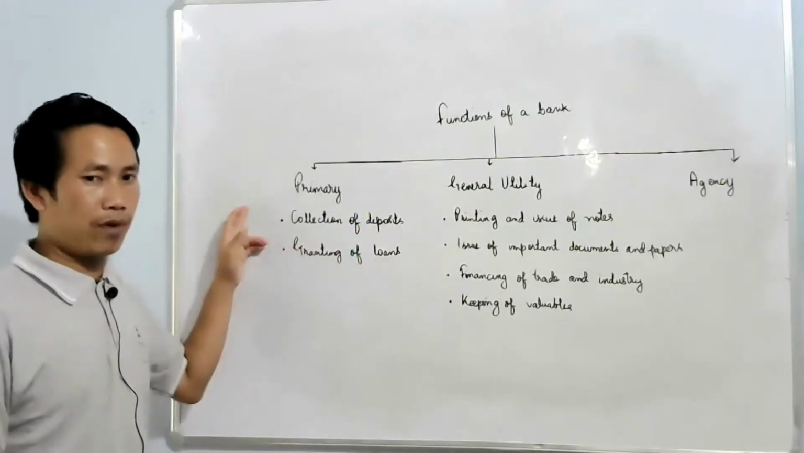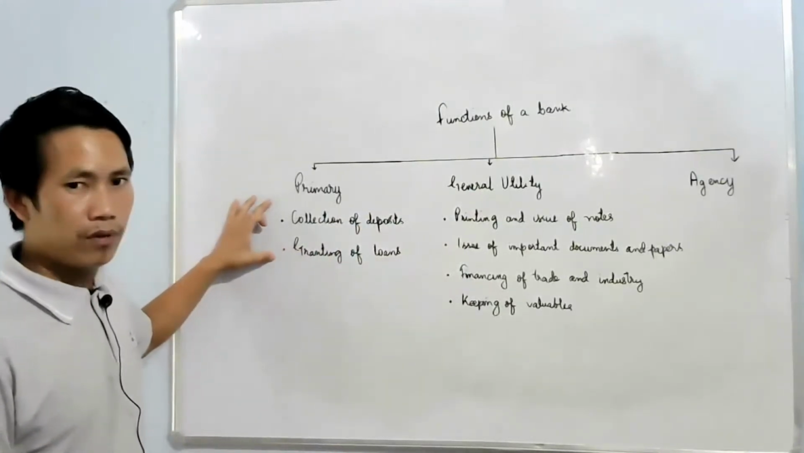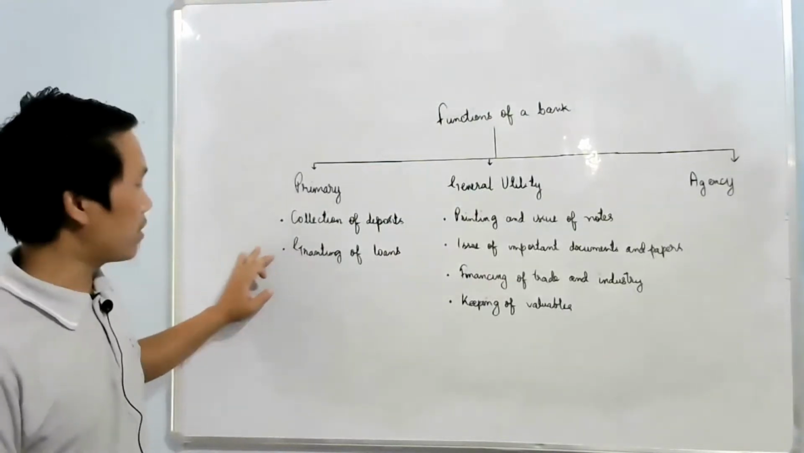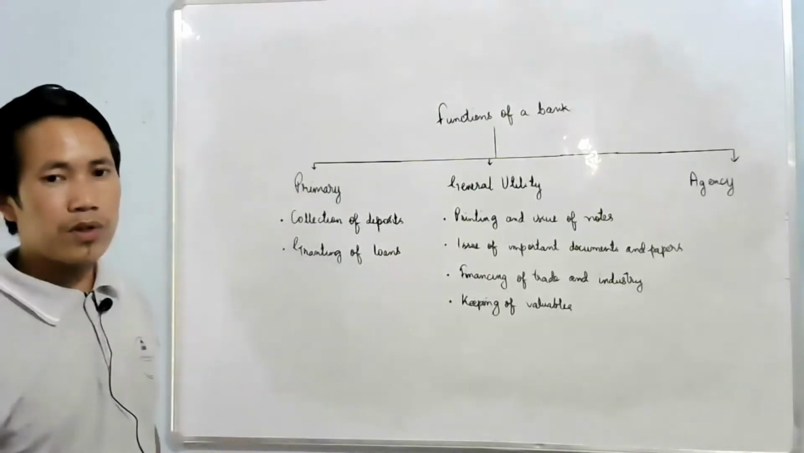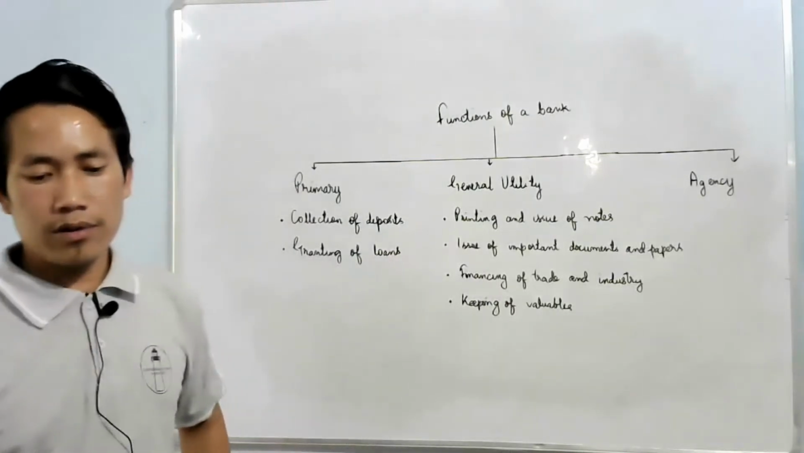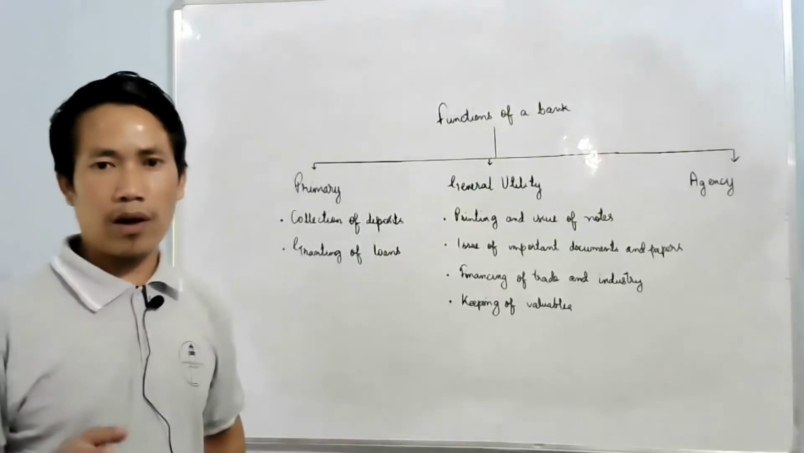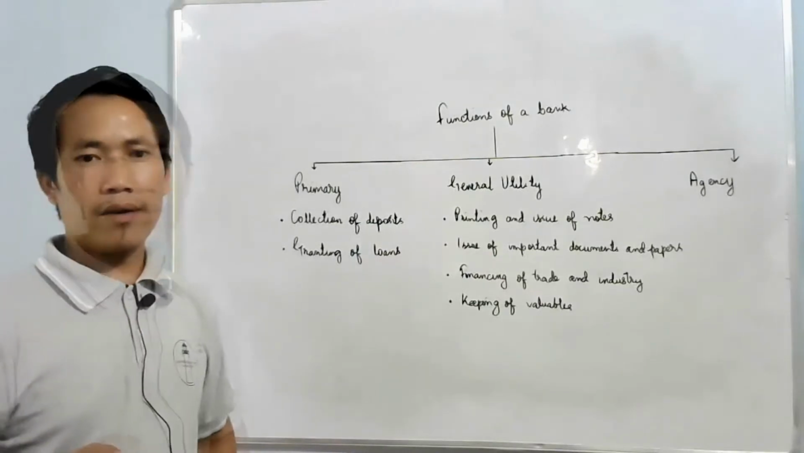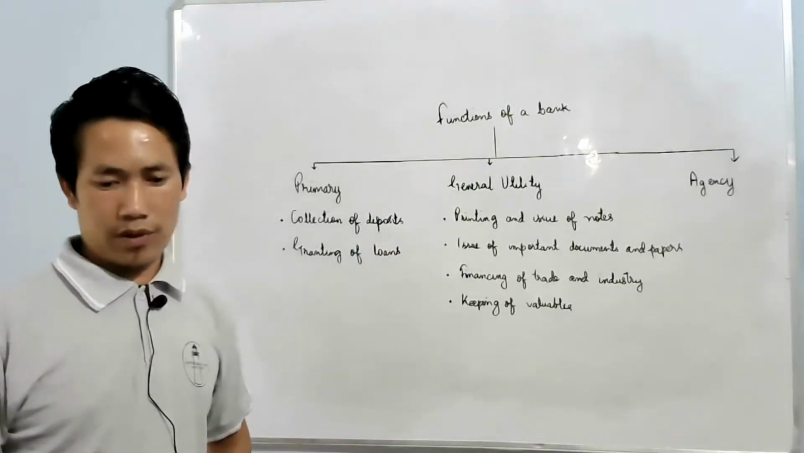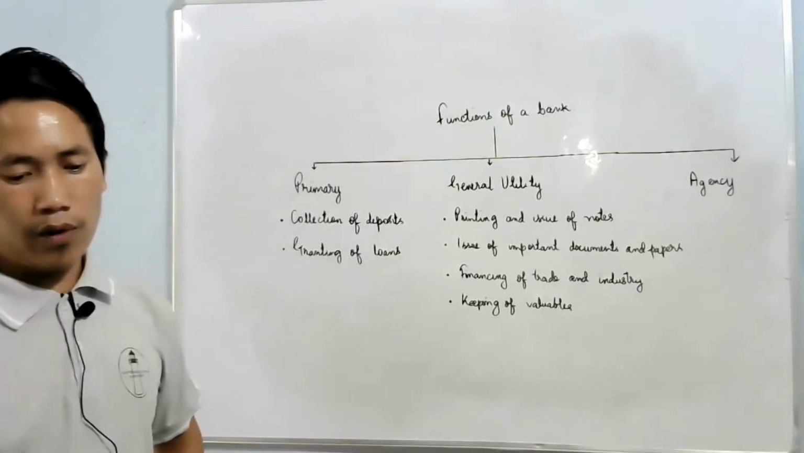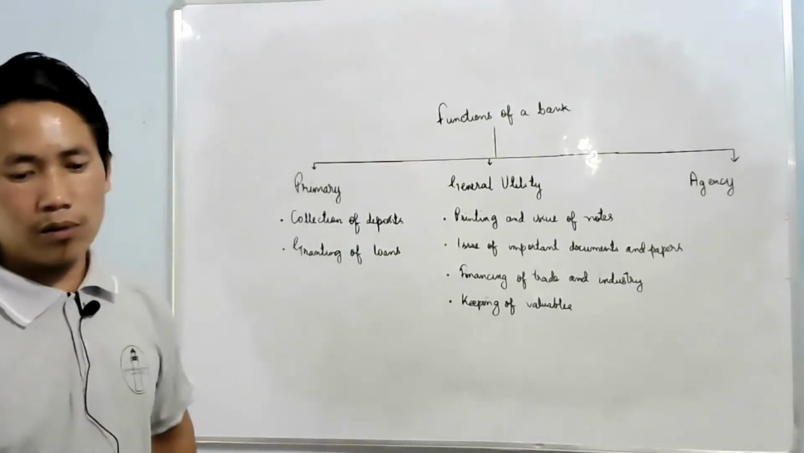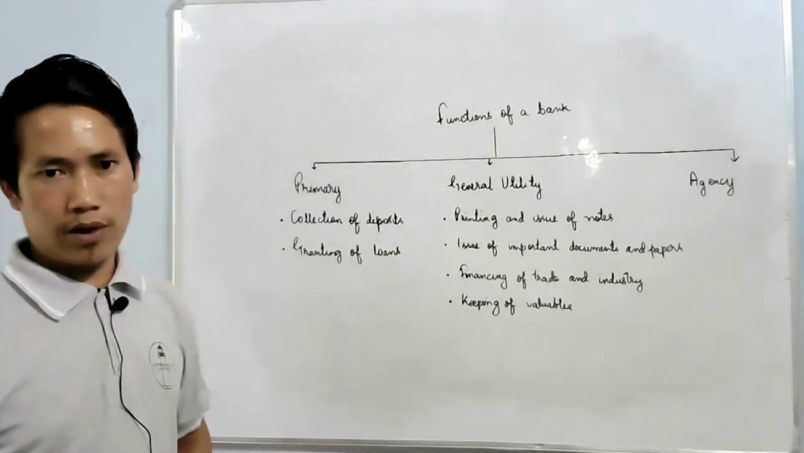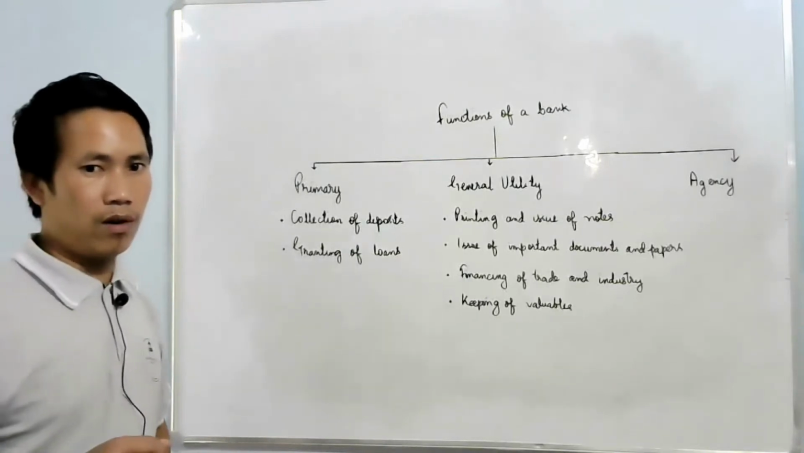Now starting with primary functions, under primary functions we have two. The first one is collection of deposits and the second one is granting of loans. So when we say collection of deposits, what the bank does is they accept and collect whether big or small deposits from the public, and the bank allows a reasonable rate of interest on these deposits. And not only that, the depositors are also allowed to withdraw the money which they have deposited as and when they require. So that is the collection of deposits.